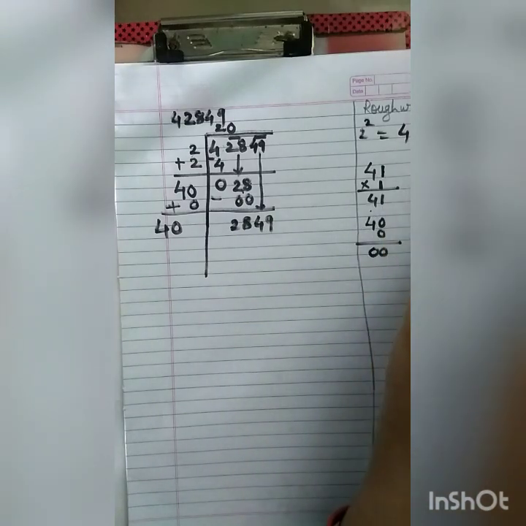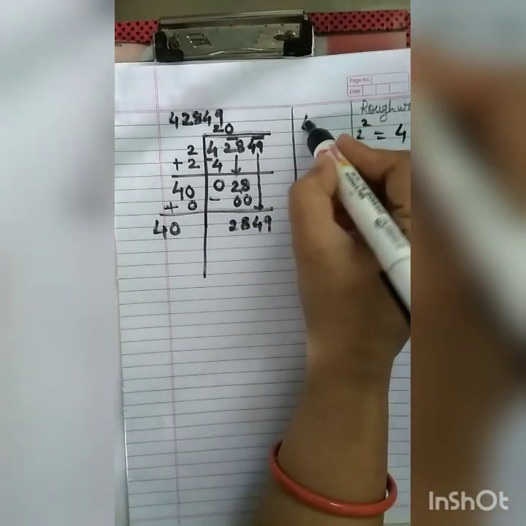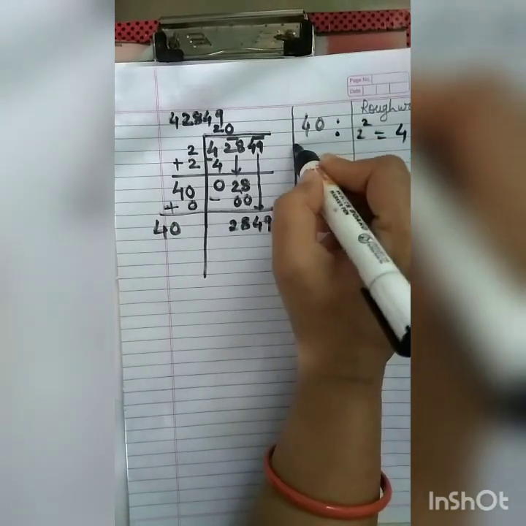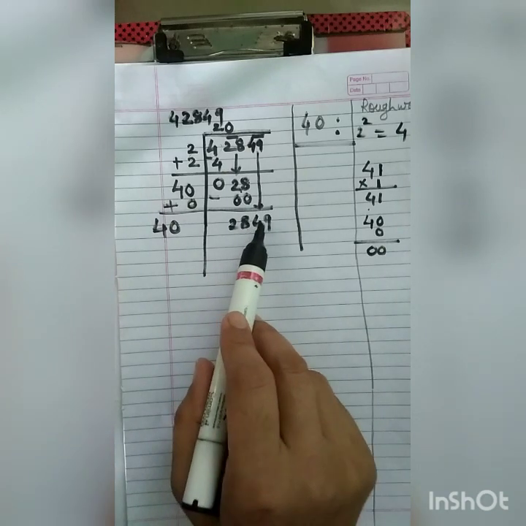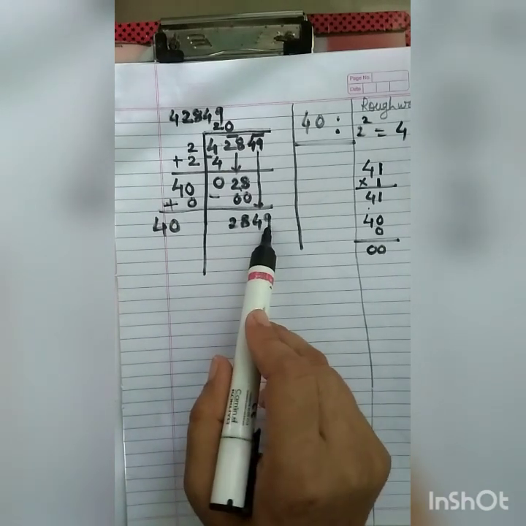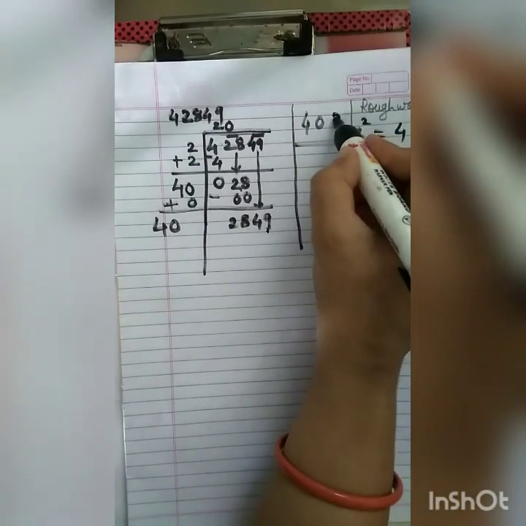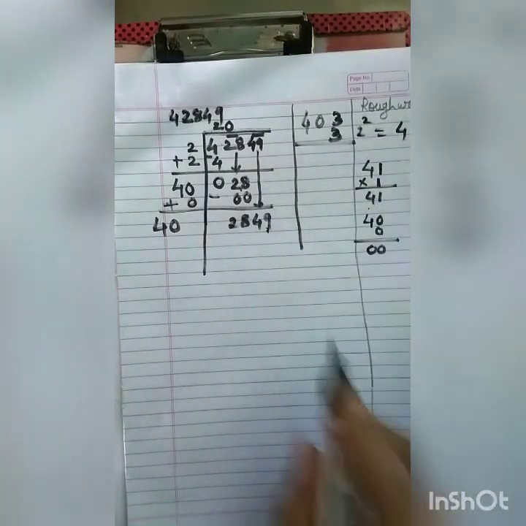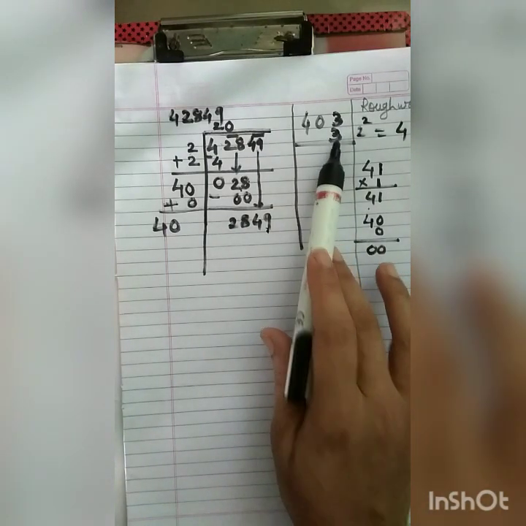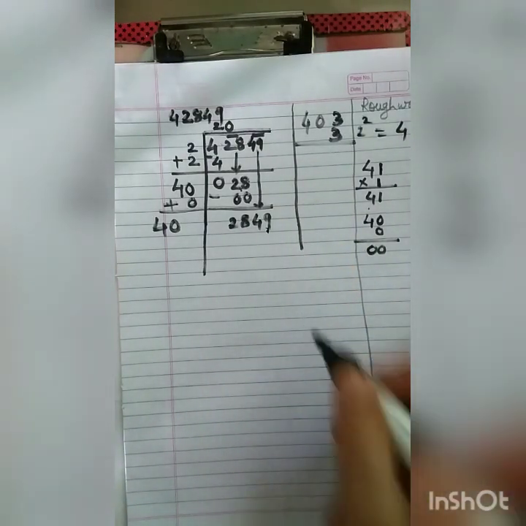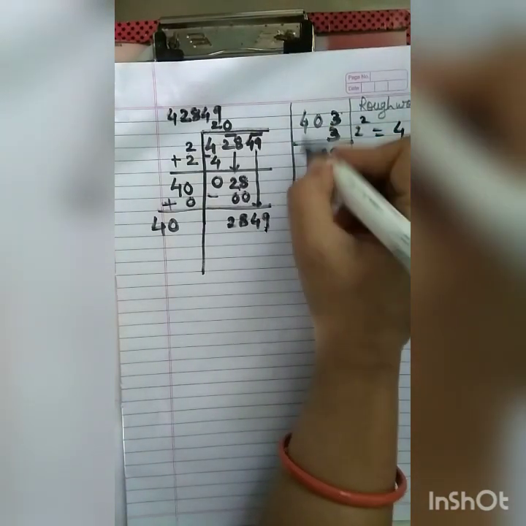Now in this 40, I have to take a number which gives 2849. As there is 9 in the last, I will start first with 3, because I know that by 3 and 7 I will get 9 in the last. So by 3, if it is not possible, then I will go with 7. 3 3s are 9, 3 0s are 0, 4 3s are 12.